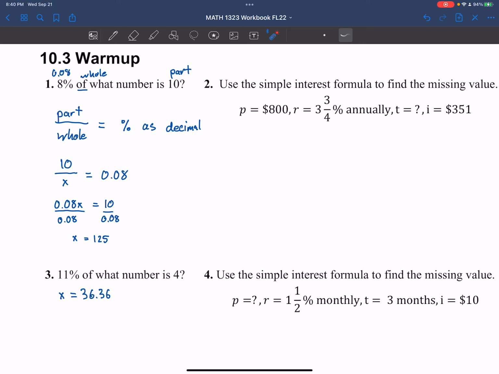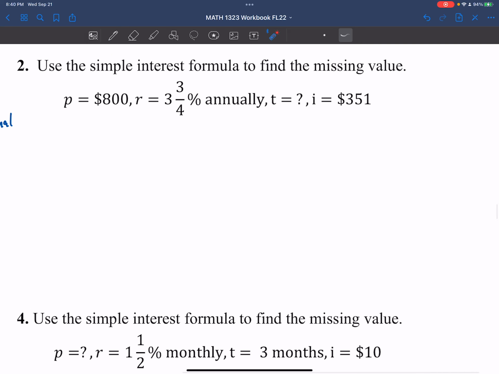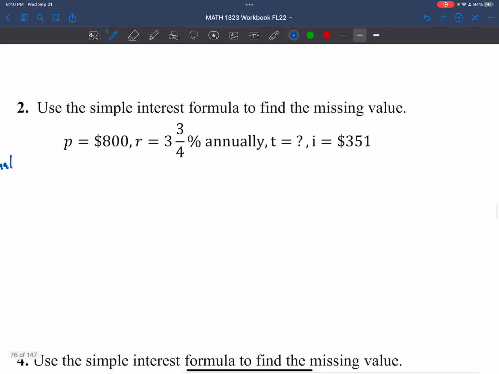So now on to number 2. Use the simple interest formula to find the missing value. So the simple interest formula was I is equal to P times R times T, where I is the interest, P is the principal, R is the rate as a decimal, and T is the time. Of course, remember that R and T need to be in the same unit, and you might need to use the banker's rule, which is to say there are 360 days in 1 year.